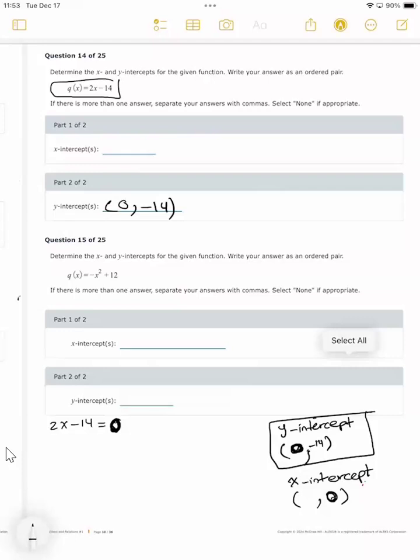And in order for me to solve this equation, I want to get x by itself. To get x by itself, I have to get rid of this negative 14, and then I have to get rid of the 2, following certain rules. So you must get rid of the negative 14 first, then you have to get rid of that 2. So 14 is being subtracted from x.